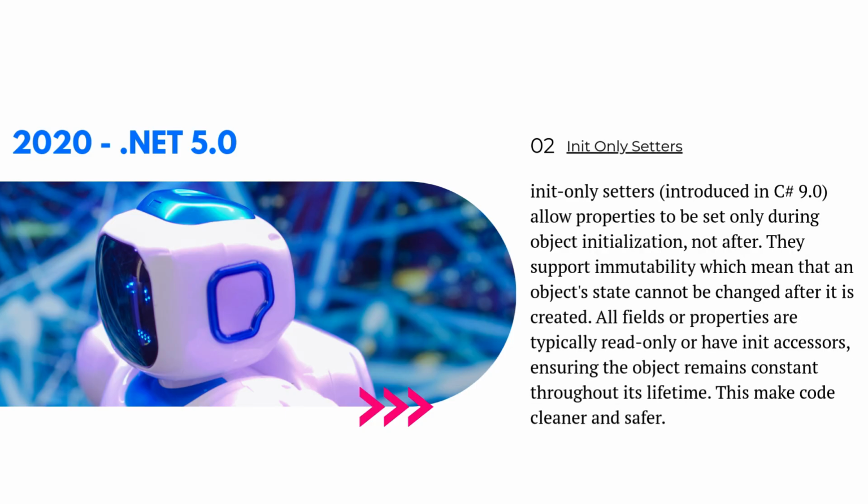Init-only setters, introduced in C# 9.0, allow properties to be set only during object initialization, not after. They support immutability, which means that an object's state cannot be changed after it is created. All fields or properties are typically read-only or have init accessors, ensuring the object remains constant throughout its lifetime. This makes code cleaner and safer.